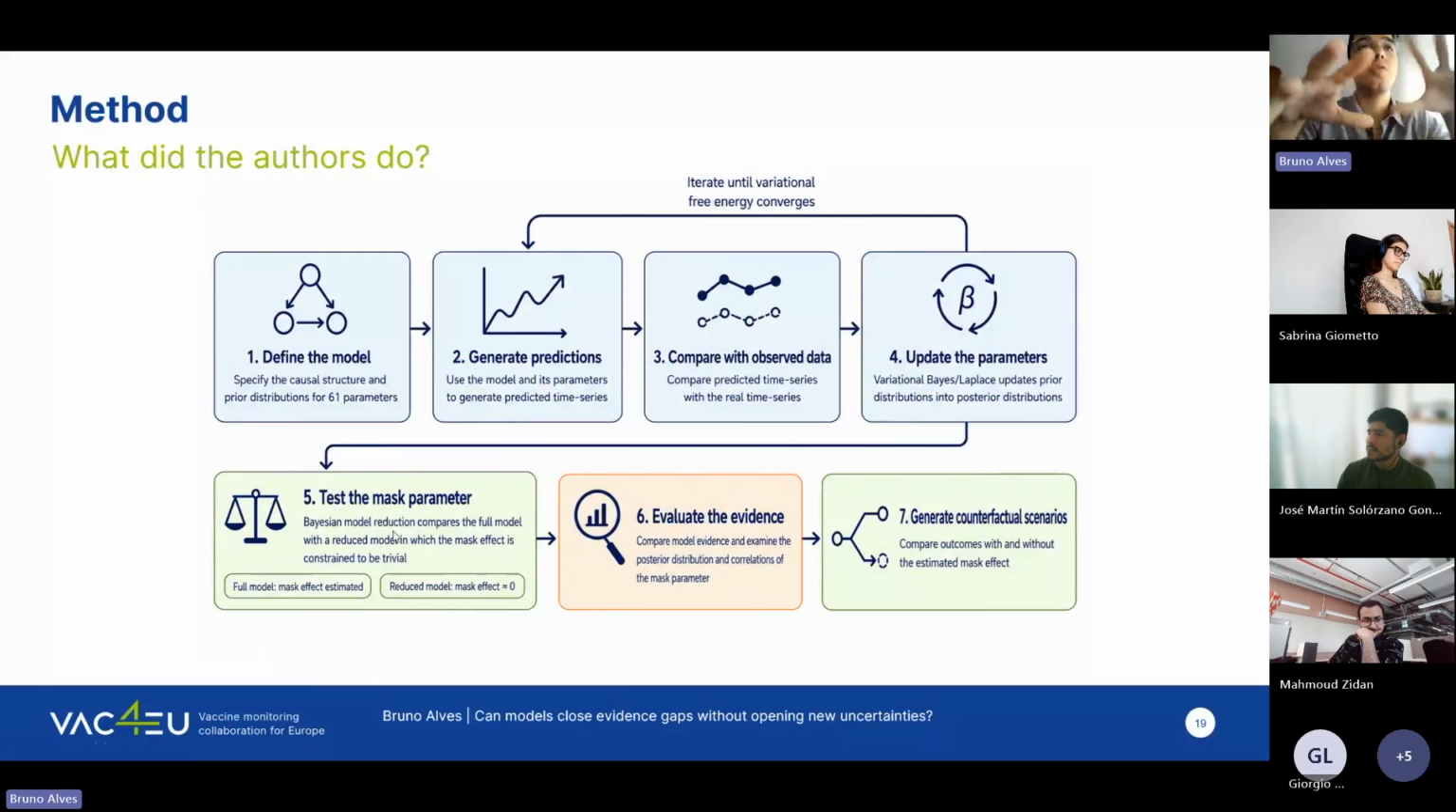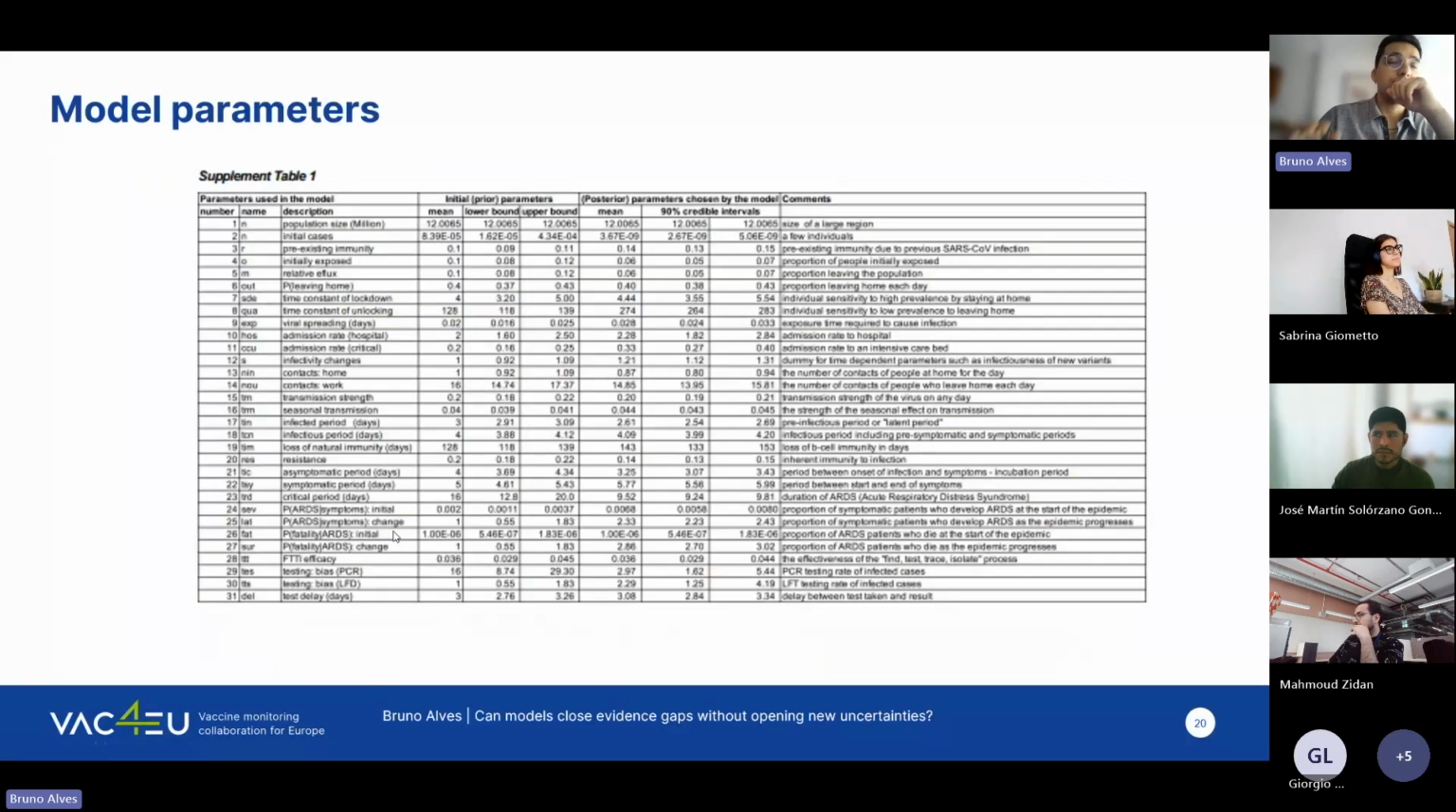So we are talking here about two models. One model assuming there is a mask effect, and the second model where they reduce the effect of mask to be near 0. And after that, they do the evaluation effect, the evidence, they make an effectiveness assessment, and they generate the counterfactual scenarios that I'm going to show in the results.